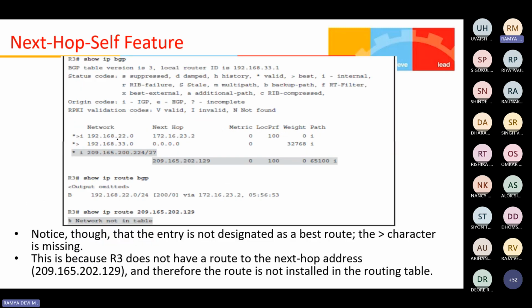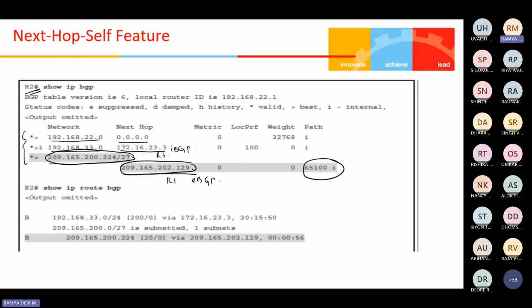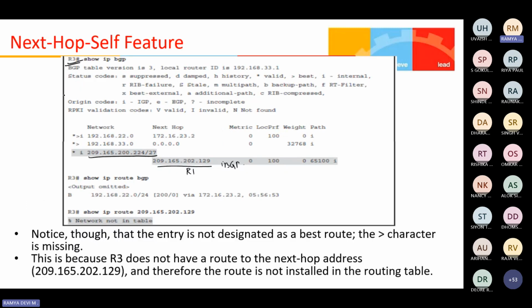So now we'll see what happens to R3. R3 has learned some information, right? It has learned this information from R2, okay, via iBGP. The next hop in this example is R1, right? So this is R1's IP address. As you can see here, this is R1's IP address. Okay, so this is indicated as valid, but it is not the best one. Okay, so the best path indicator is missing for this particular route.